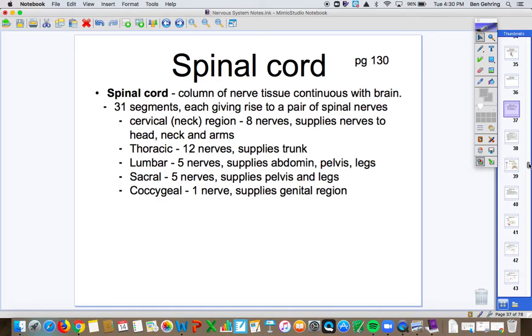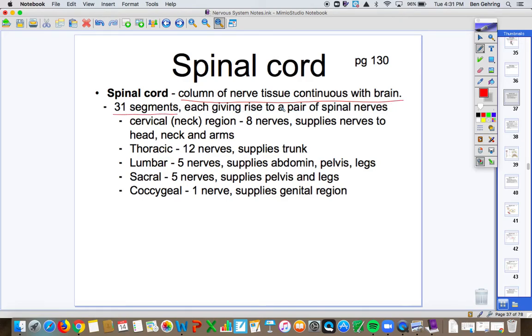Your spinal cord, so if we go down, we get past the brain, we get to the spinal cord. Your spinal cord is a column of nerves, continuous with the brain. There are 31 segments, each of which gives rise to a pair of spinal nerves. One goes left, one goes right. These 31 segments are found in different regions of your spinal cord.